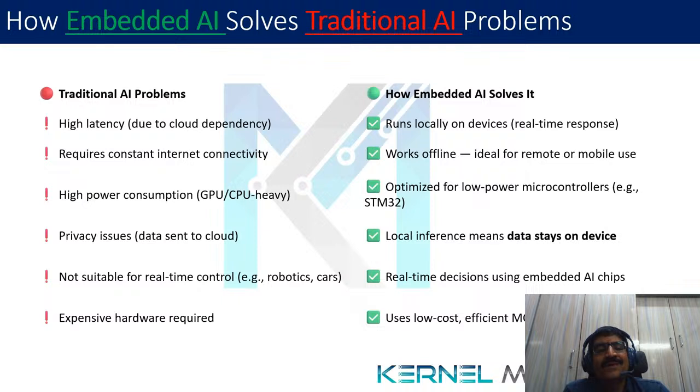So the overall summary: how does embedded AI solve the problems of traditional AI, which is nothing but current AI? What are the current AI trends? Embedded AI will solve the problems. High latency is overcome. Internet connectivity, power consumption, security: every aspect, embedded AI resolves all of these things.